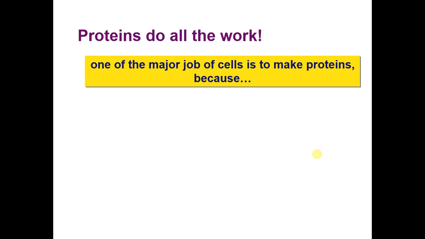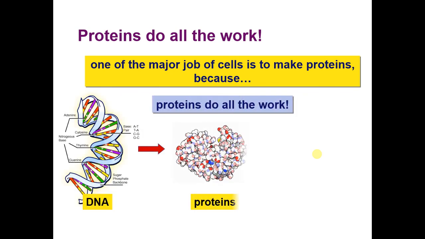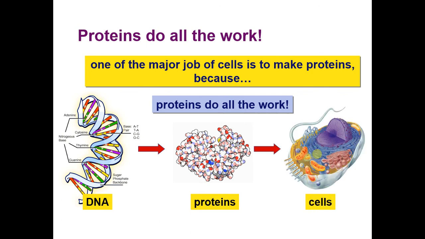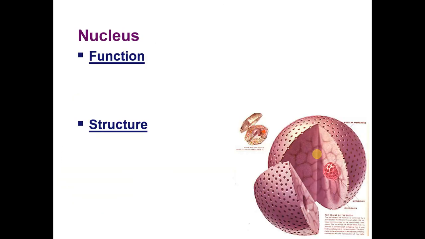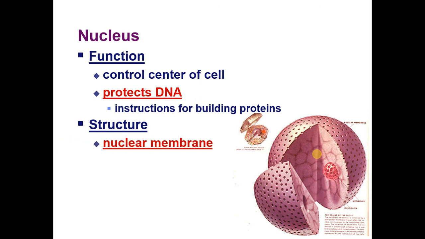So, proteins do all the work in a cell, and one of the major jobs of cells is to make proteins because proteins do all the work. From DNA to proteins to cells. So, the nucleus of the cell, its job is the control center of the cell, and it stores and protects the DNA, that genetic information, so that it doesn't get ruined and degraded. DNA is the raw instructions to build proteins.